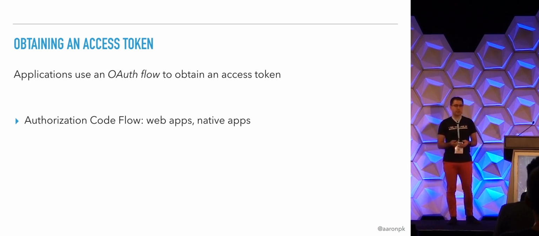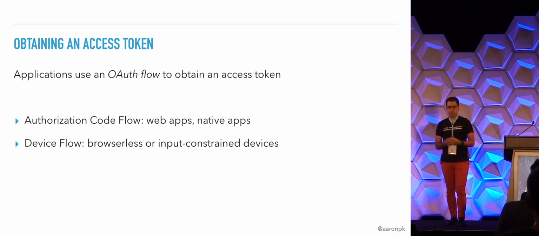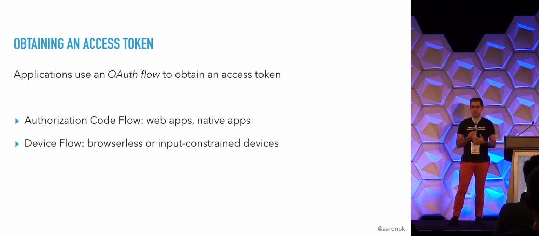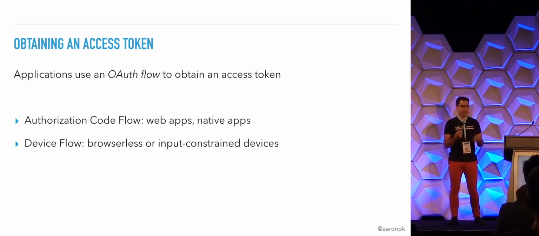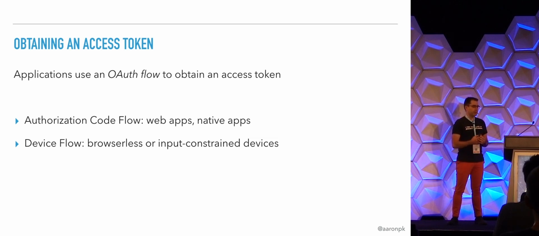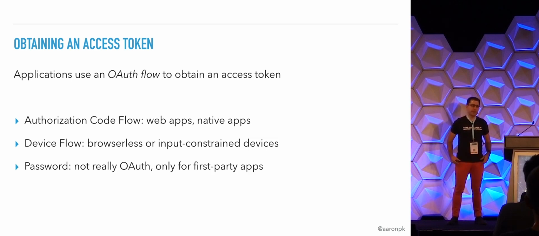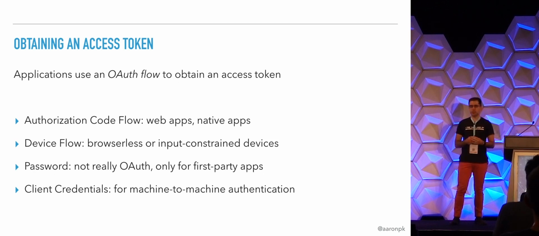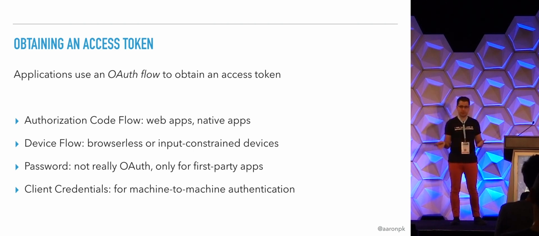The authorization code flow is probably the most common, which is used for web apps and native apps. There's the device flow for applications running on a device that maybe doesn't have a browser or doesn't have a keyboard. So think like your Apple TV. There's also the password flow, which is part of the OAuth spec. I would argue it's not really in the spirit of OAuth because it does ask the user to enter the password into the app. And there's also client credentials, which is for when there is no user involved. Then you've got like machine-to-machine communication. You just need an access token to access some sort of system-level data.